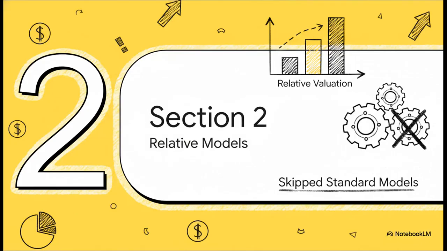Moving right along to Section 2, relative and skipped models. Let's see how this builds into our relative peer valuation and talk about the models we intentionally have to skip today. You see, in a full equity analysis, we want to run as many models as humanly possible. However, we must explicitly skip the dividend discount model for Globalstar. The data shows a 0% compound annual growth rate for dividends. Basically, Globalstar doesn't pay a dividend, so modeling those cash flows is literally impossible.